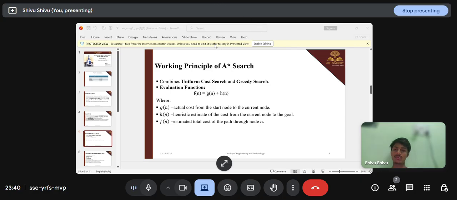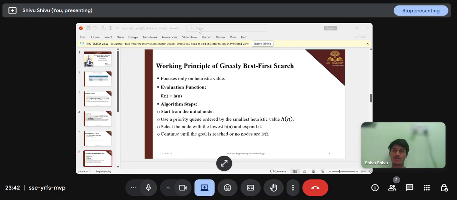And coming to the next slide. So the next slide is the working principle of greedy best first search. It mainly focuses only on the heuristic value. It means greedy best first search makes decisions only based on how close a node seems to be to the goal. It doesn't care about the total cost so far.